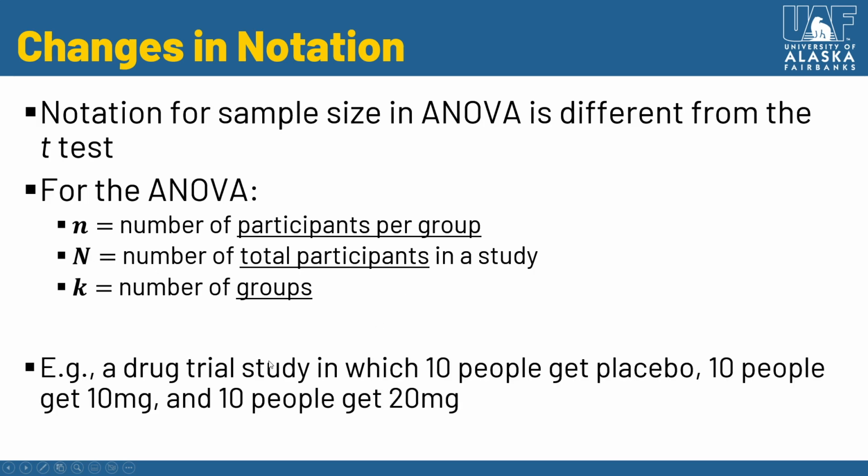So for example, if we had a drug trial in which 10 people get placebo, 10 get 10 milligrams, and 10 get 20 milligrams, then k is going to be 3 because we have a control, 10 milligram and 20 milligram. Our overall N is going to be 30, 10 plus 10 plus 10. And our little n is 10 because there are 10 per group. In other words, to calculate big N, we can multiply k times n. 3 times 10 yields 30. That's our total sample size.